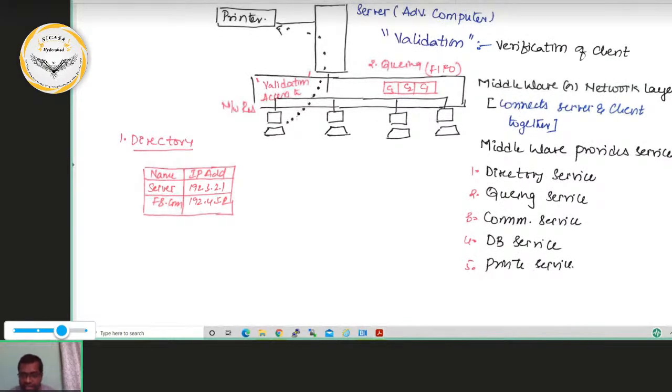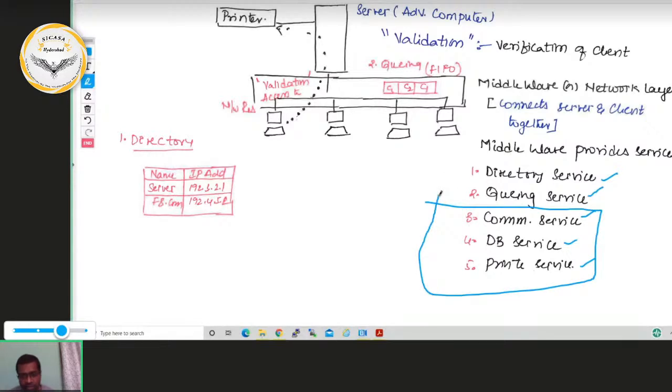So what do you mean by middleware? It is nothing but it connects a client and server together. How many services does it provide? It provides 5 services. First one is called a directory service. Second is called queuing service. Third one is called communication service. Fourth one is database service, and last one is print service. We already know what communication service, database service and print service are. Print service is nothing but it allows the client to access the printer. Communication and database service we have already studied.